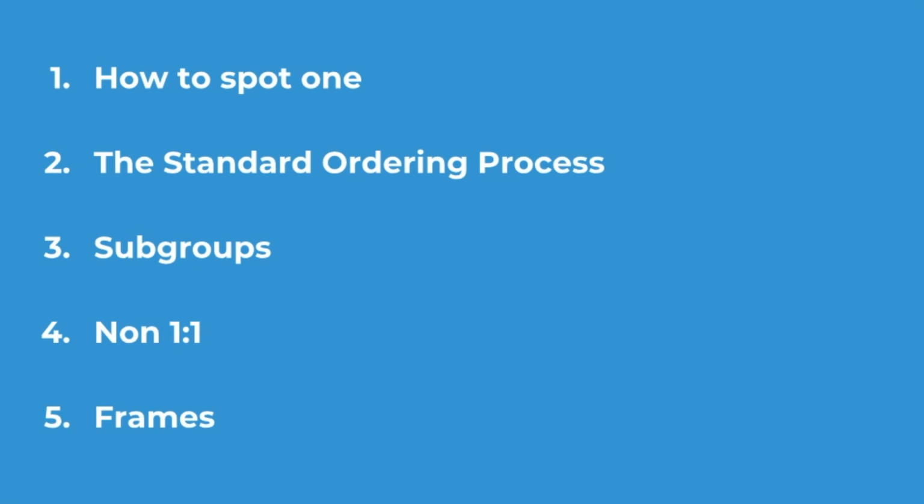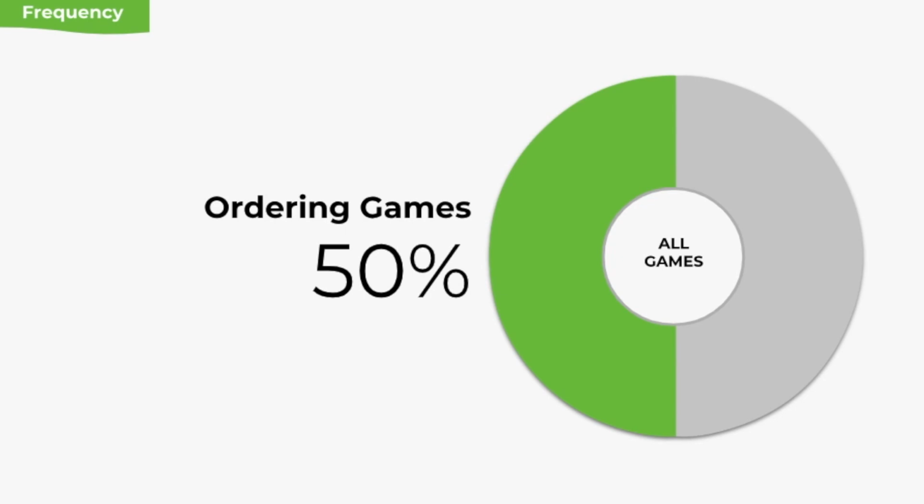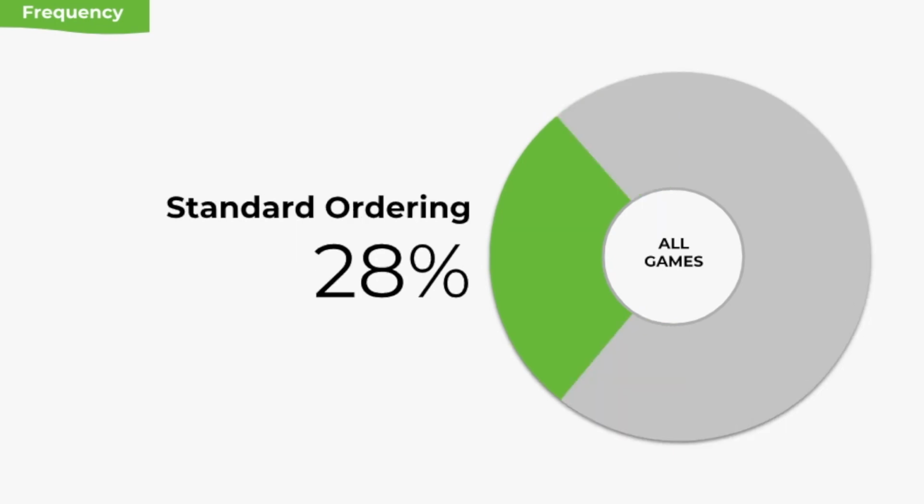So inside of the world of logic games, 50% of all logic games ask you to order a set of elements. 28% are standard ordering games. So the biggest game type out there, and it also has a wide variety of things that can happen. And so let's get started.